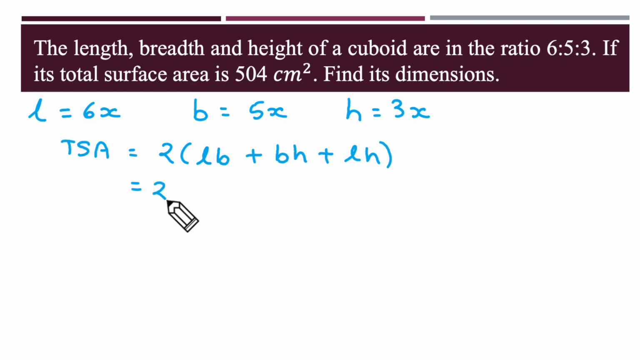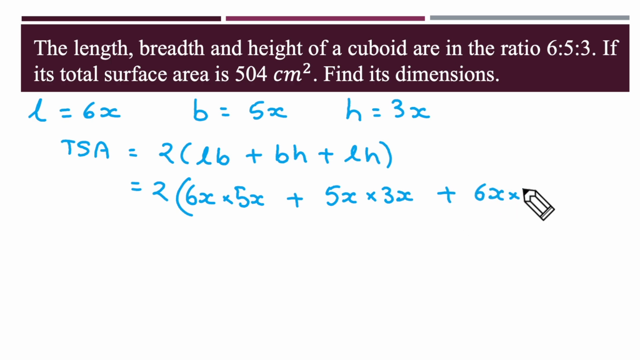So 2 times (6x into 5x plus B into H, 5x into 3x plus L into H, 6x into 3x). So this value is equal to 504 centimeter square. So here you have to apply the concept of algebra, fundamentals of algebra, multiplication of monomials.